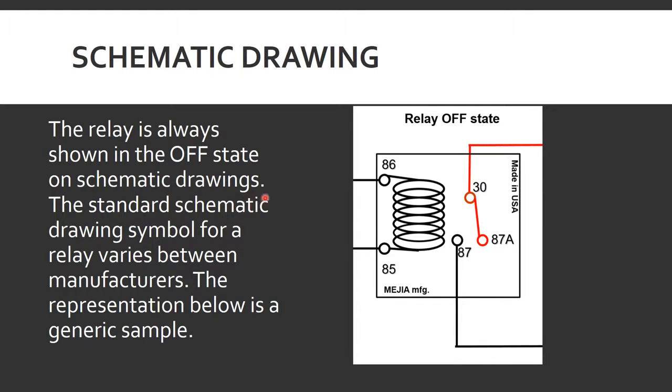The schematic drawing for a relay is similar to this. This is a generic sample. Depending on the manufacturer of your bus, you might have a slightly different drawing, but it is always shown in its off state. So whatever the drawing is, it'll be in its off state. In the case of this one, there's no power flowing to the coil. Terminals 30 and 87A are connected together, which is the normally closed side of the switch, and 30 and 87 are not connected, which is the normally open side of the switch.